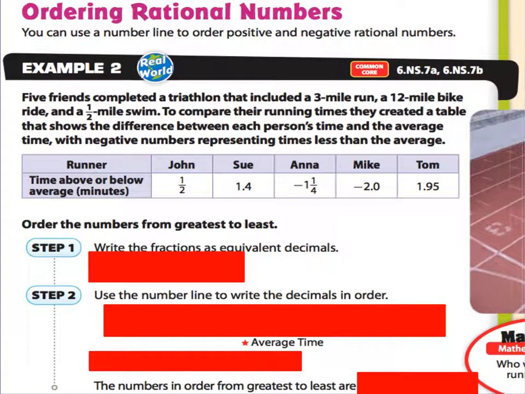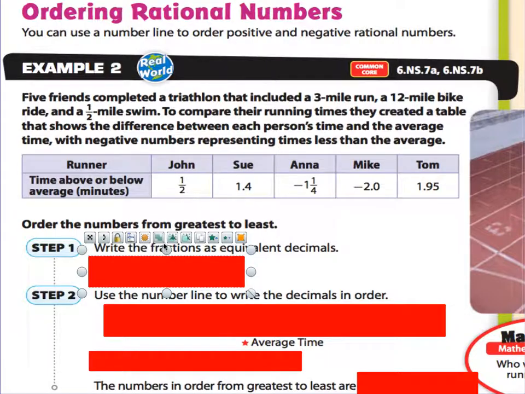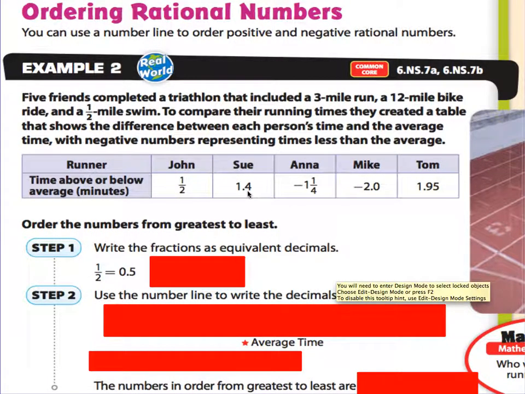All right, so now when you have negative numbers, it's the same idea. You either need to change them all to fractions or all to decimals. And we're going to change them all to decimals. Okay, so 1/2 we know is equivalent to 0 and 5/10. And then I know negative 1 and 1/4.